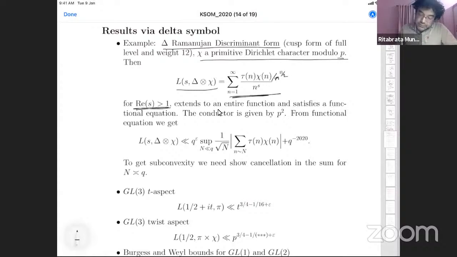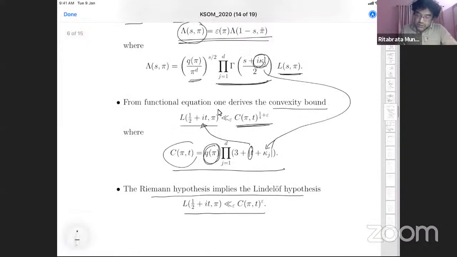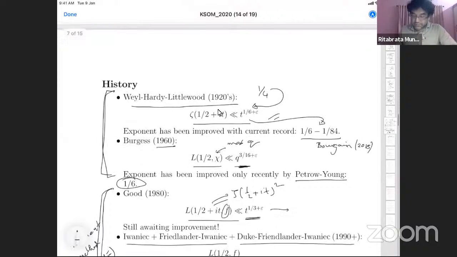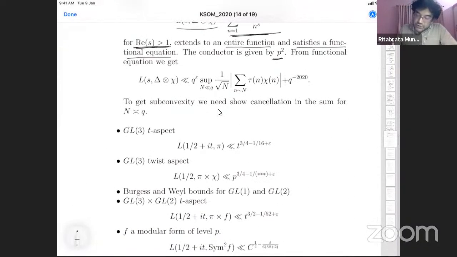Hecke proved that this can be extended to an entire function, and it satisfies a functional equation, and the conductor is p squared. So if you go back to my general setup, the conductor in this case is p squared if I keep my t fixed. If I'm just looking at the central point, for example, otherwise I should say it's p squared t squared. Maybe it's better to say it's p squared t squared.